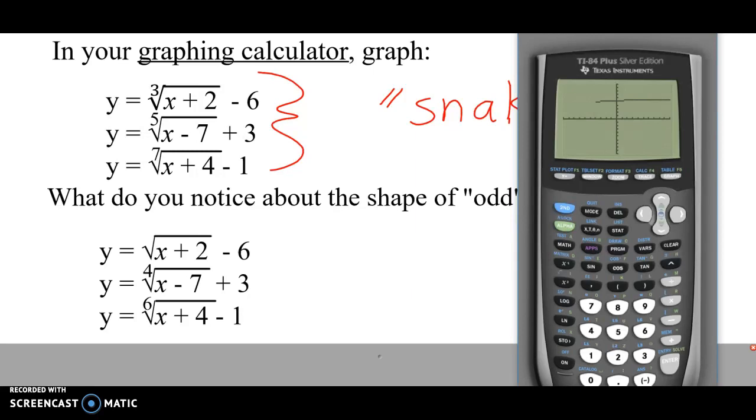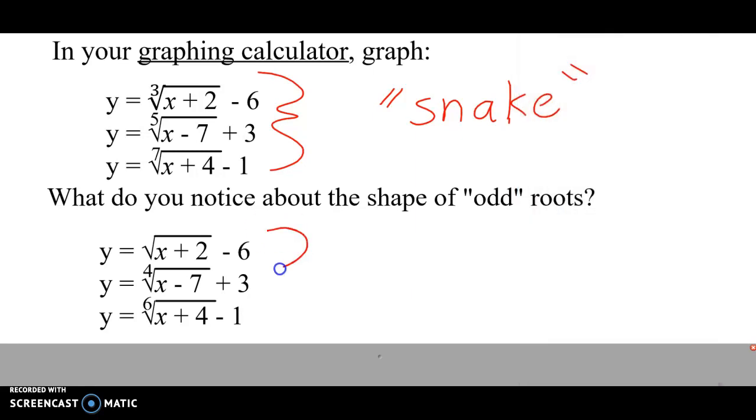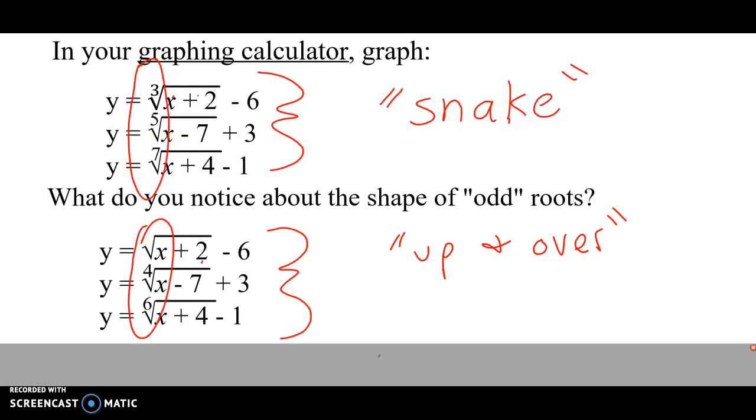So our square root started up and over, and then what did our fourth root do? It was still up and over, but our outputs were smaller, right? And then the sixth root was still up and over, but even more smashed. So you can see the way that the root affects the outputs, but regardless, what shape were all of our even roots? Like an up and over is what I say. You can call it whatever you want. Infinite rainbow. So odd roots are going to be your snakes. Even roots are going to be your up and overs.